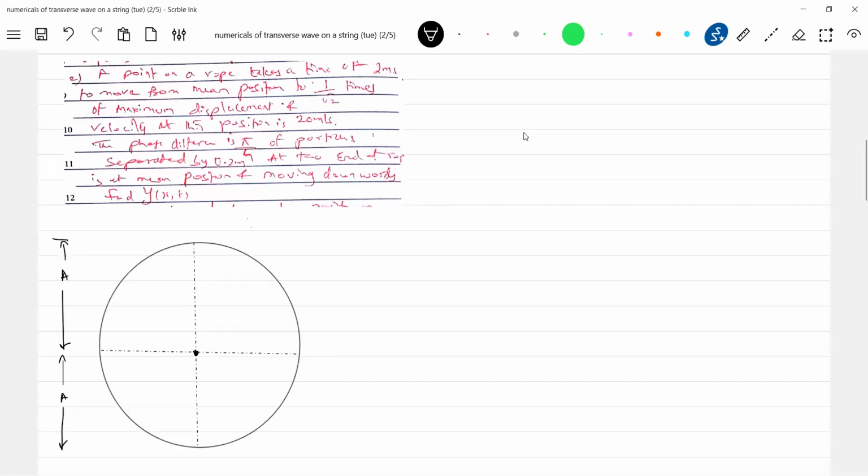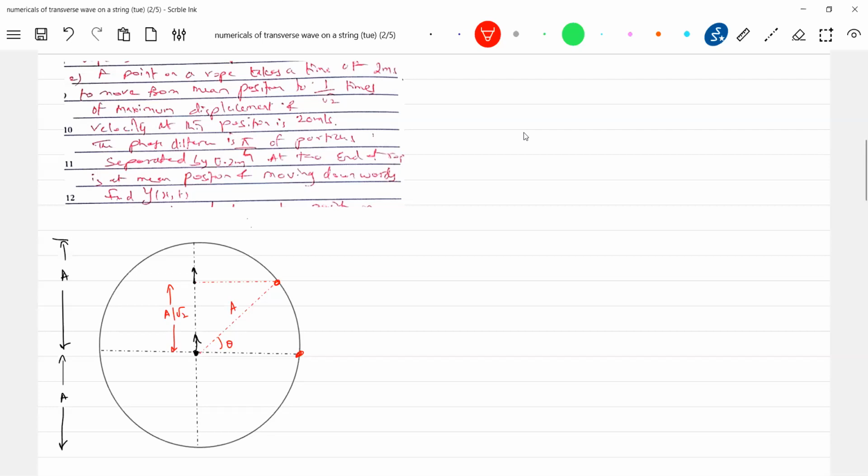So 1 by root 2 times will be 0.7, or a by root 2, I'll write it. So the particle which is here will be like this. Okay, see now. So this is the thing like this. So this is the angle theta. So what is the distance? This will be a by root 2, and this is it.